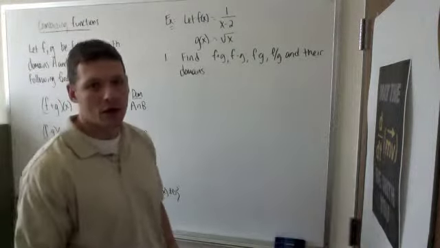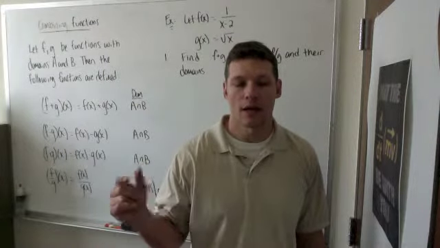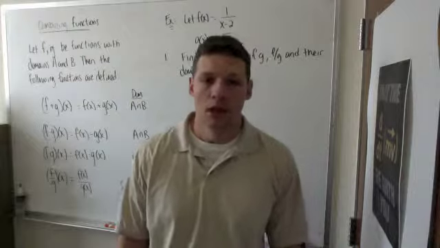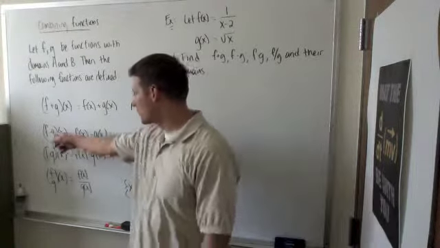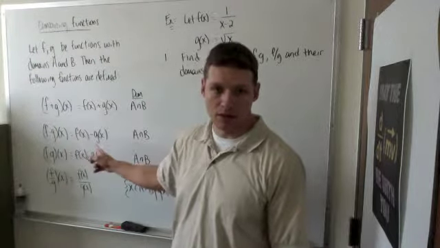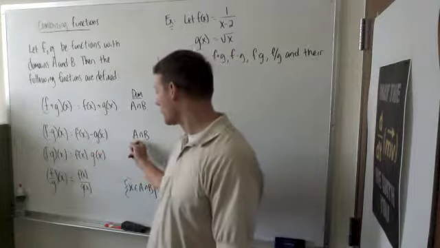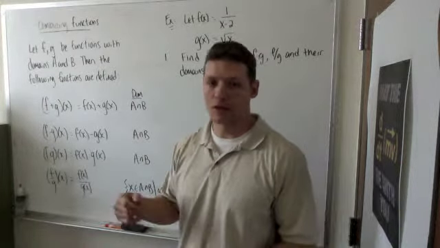So if we have the sum of functions, f plus g, then what we do is we simply take f of x and add g of x, and there's our output. And the domain of that is A intersect B. If we're looking at the difference between two functions, f minus g, we just take the first function f of x and subtract the second function g of x. Again, domain A intersect B. That is what's common between the domains of f and g.